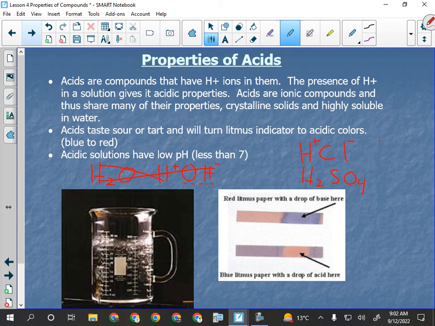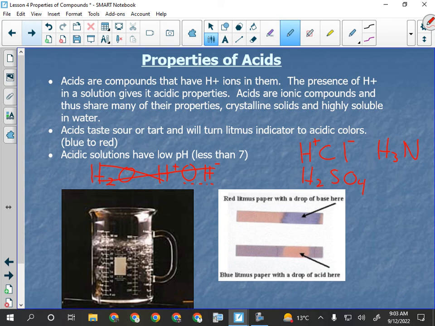Okay, what about this stuff? Would that be very acidic? Even more so than the other two, right? It's got three hydrogens. So that's what you're looking for. If you've got an unknown compound and it tests as a very strong acid, look for an ionic compound that starts with hydrogen. If you have one, that's probably it.